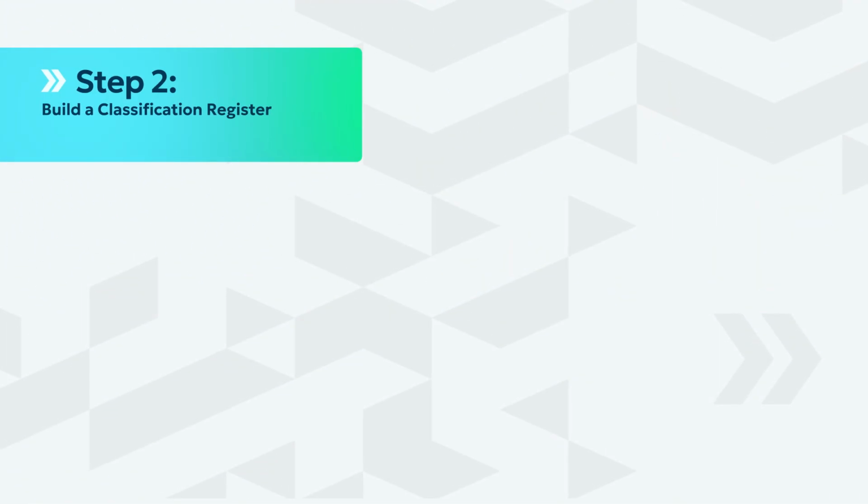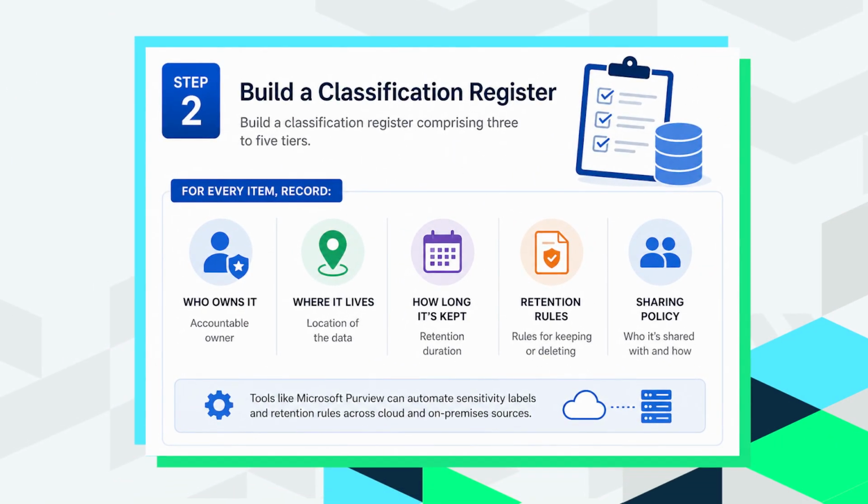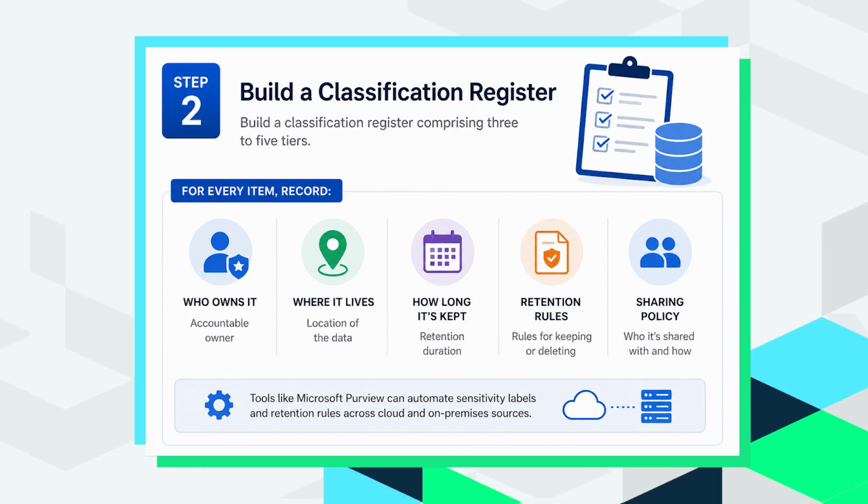Step 2. Build a classification register. Next, build a classification register comprising 3 to 5 tiers. For every item, record who owns it, where it lives, how long it's kept, its retention rules, and its sharing policy. Tools like Microsoft Purview can automate sensitivity labels and retention rules across cloud and on-premises sources.